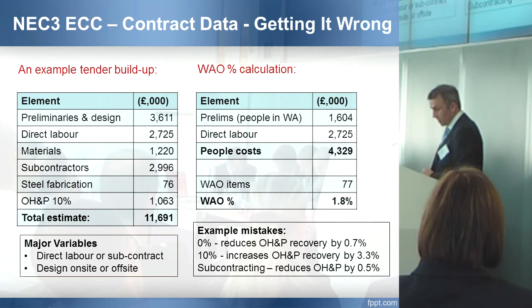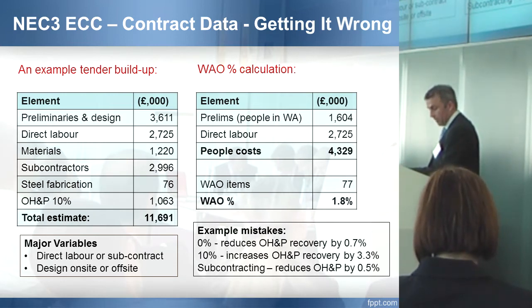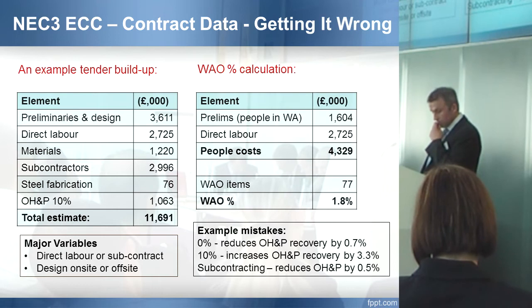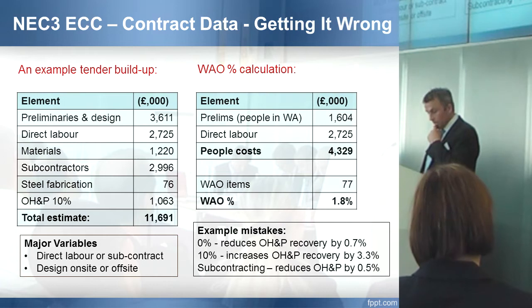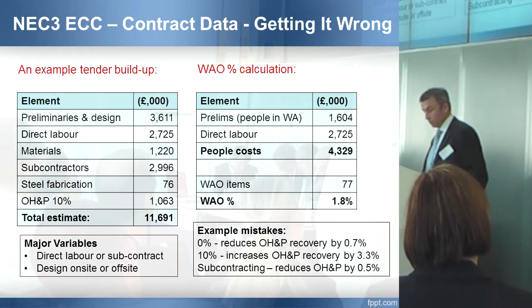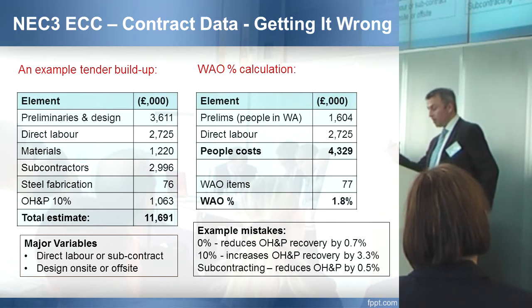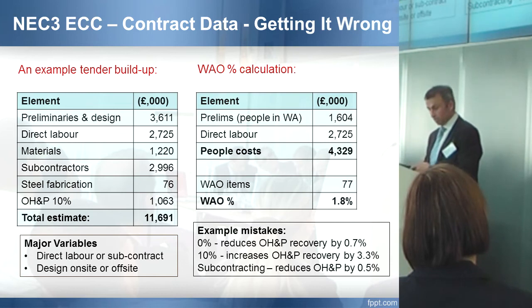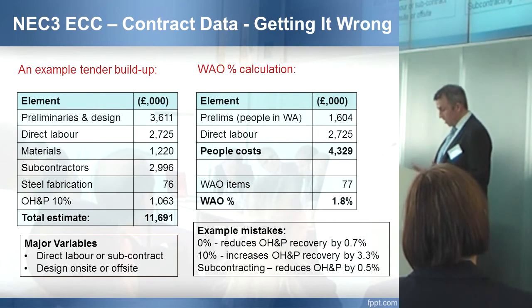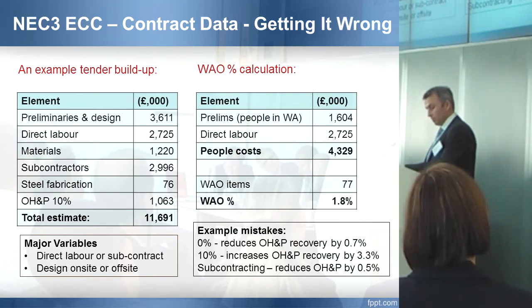So you can see there's two types of people costs, being the prelims in the working areas and the labour, the direct labour resources. So you can see how that would alter the calculation if you subcontracted that labour instead of doing it in-house. I've extracted the working area overhead type items, being 77,000, and that gives you a percentage of about 1.8%. Now you can see not so much the impact on that working area overhead percentage, but as a percentage of overhead and profit to the job.